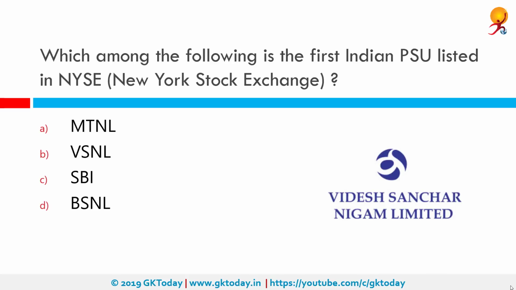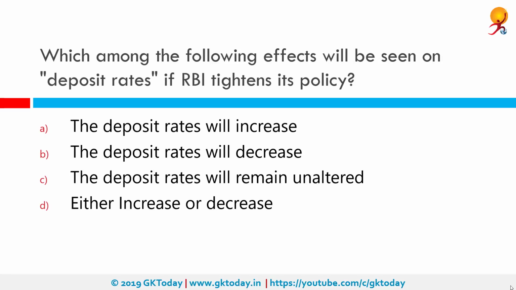Which among the following is the first Indian PSU listed in NYSE or New York Stock Exchange? Correct answer is VSNL, which is Videsh Sanchar Nigam Limited. It became the first Indian public sector company to be listed on the New York Stock Exchange in August of 2000.